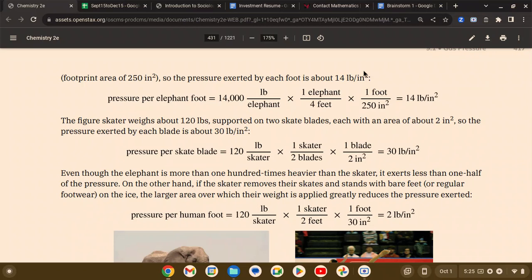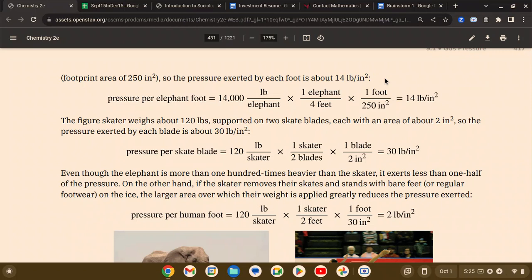The figure skater weighs about 120 pounds, supported on 2 skate blades, each with an area of about 2 inches squared. So the pressure exerted by each blade is about 30 pounds per inch squared. Oh, I didn't see the inches squared, sorry. 14 pounds per inch squared and 30 pounds per inch squared.